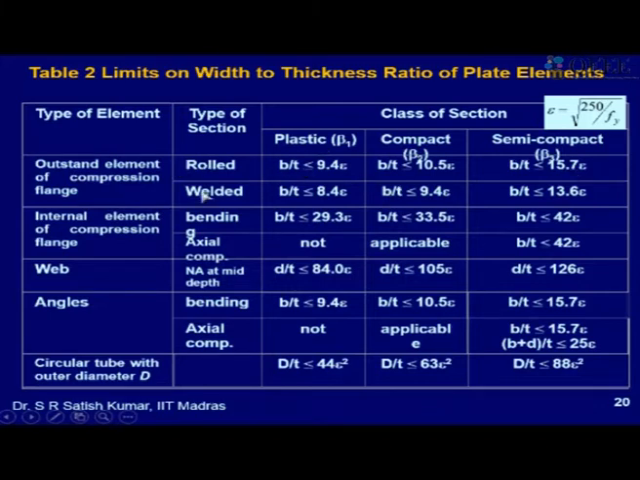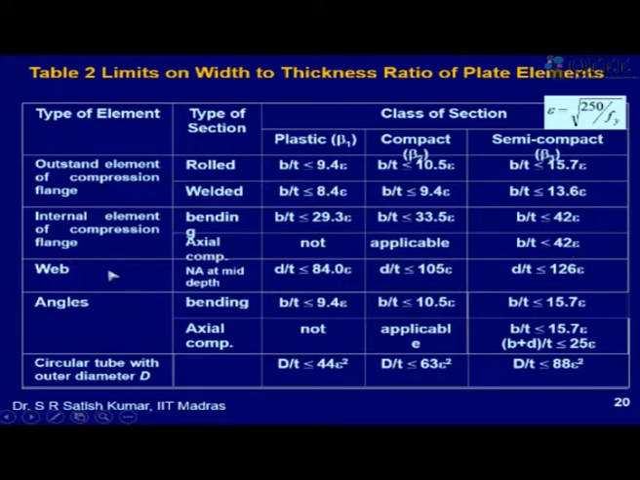And the same section, if I make it by welding, I introduce a lot of residual stresses. Yesterday we saw for columns, welded sections have lower strength compared to rolled sections. So here the limits are more stringent. 9.4 becomes 8.4 and 15.7 becomes 13.6 and so on. Okay. And if it is a web which is under pure bending, then these are the limits. But if it is under axial compression, then these are the limits.